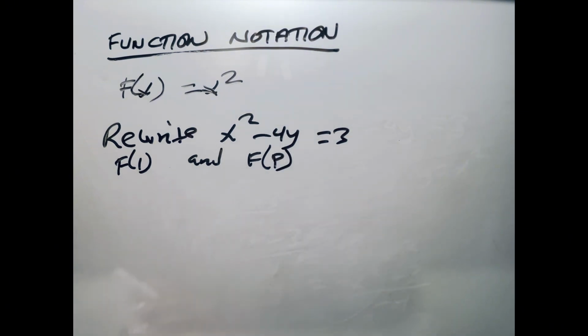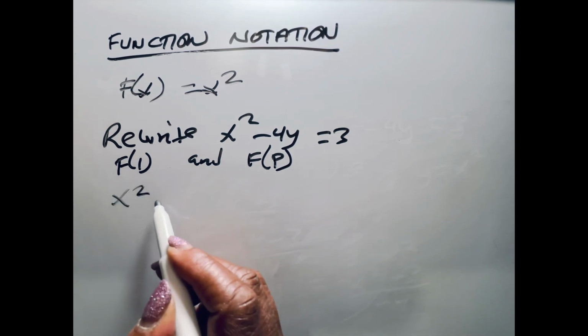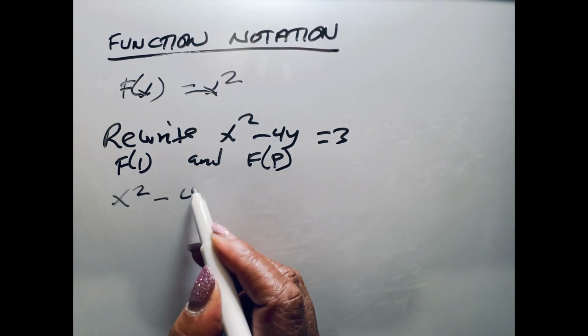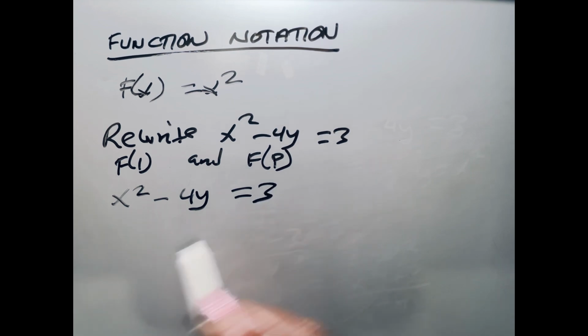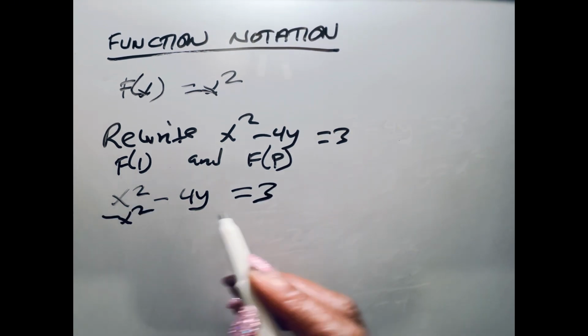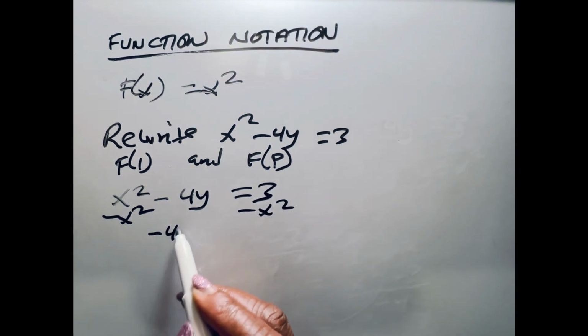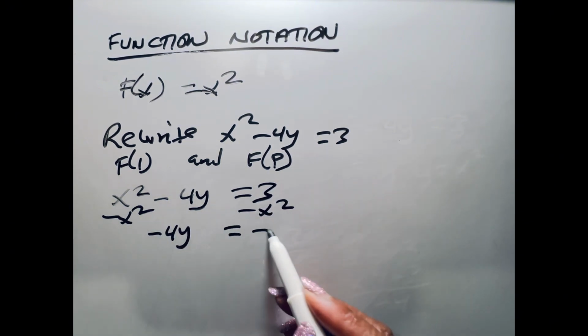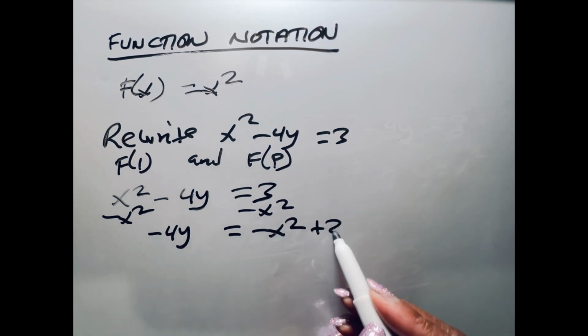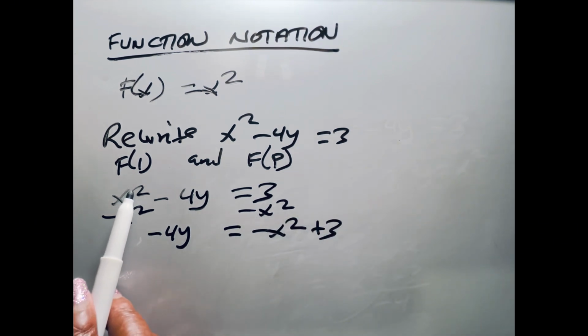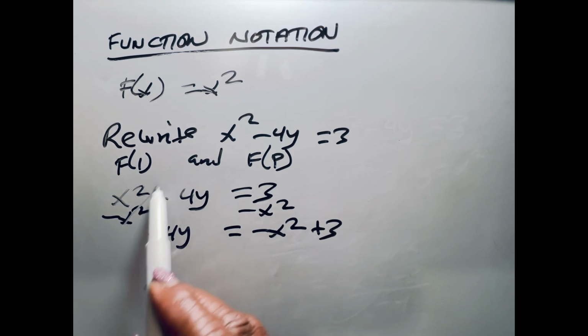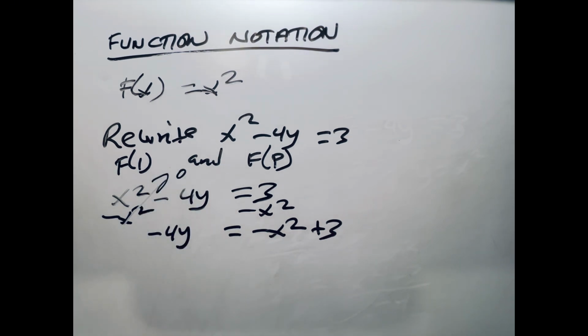To solve it for y, we have x squared minus 4y is equal to 3. So to solve it for y, we want to subtract x squared from both sides. This will give us negative 4y is equal to negative x squared plus 3, because x squared minus x squared is 0. And then we're going to divide both sides by negative 4.